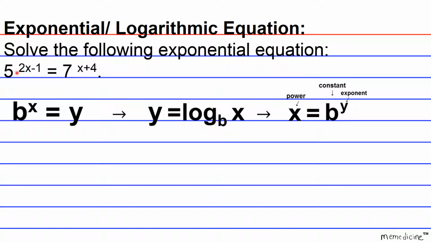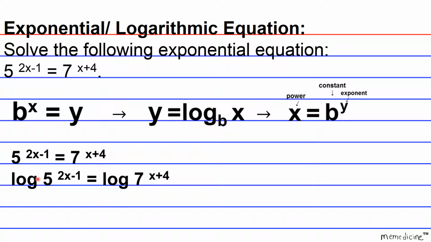So again, this particular exponential equation has different bases on each side. That's why it makes solving it a little bit more complicated. So what we are now going to do is take the common logarithm of each side and solve.